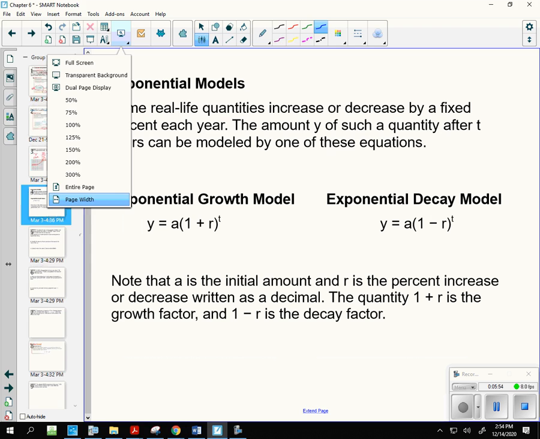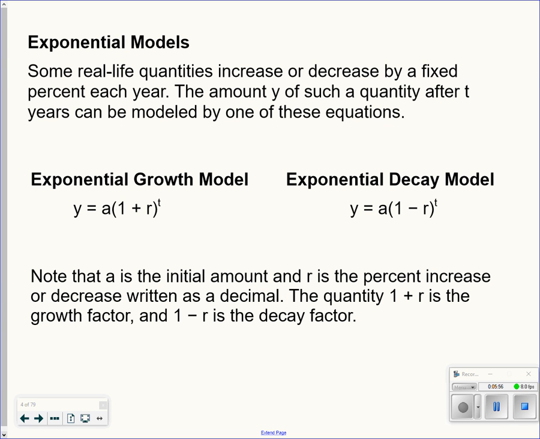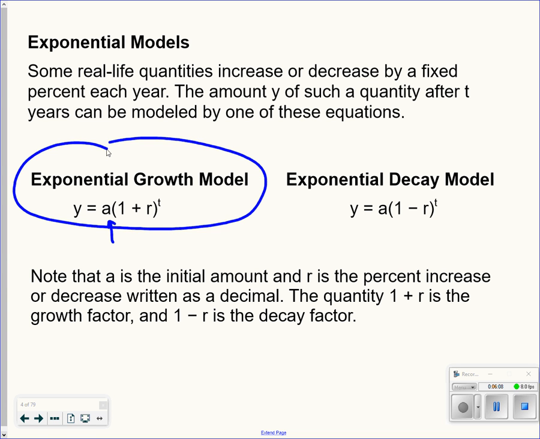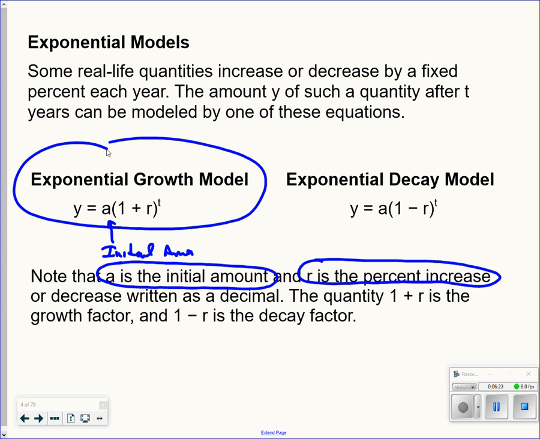All right, next one. A couple of models that we're going to use, and I'm going to give you these formulas when we go to the test, like an exponential growth model, exponential decay model, but you're still going to need to know what each stands for. So the A value in the model is the beginning amount or initial amount. And it's right down here. A is the initial amount. R is the percent of increase, or decrease in this case.